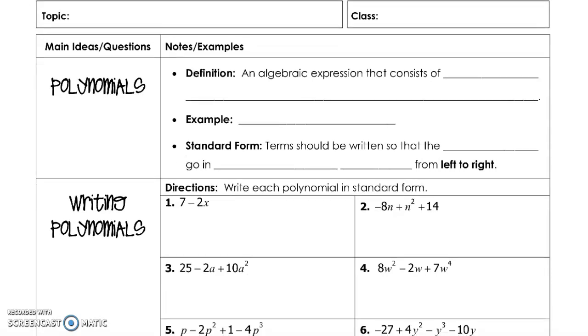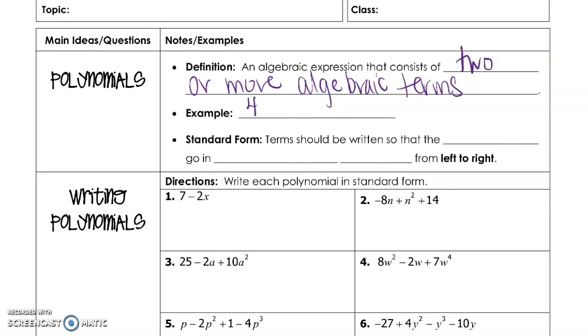On page 221 and 222, we are going to talk about polynomials. That sounds scary, but a monomial is just one term. A polynomial has two or more algebraic terms. So it can have numbers, variables, exponents, all of that. So we could have something like 4x squared minus 3x plus 1.